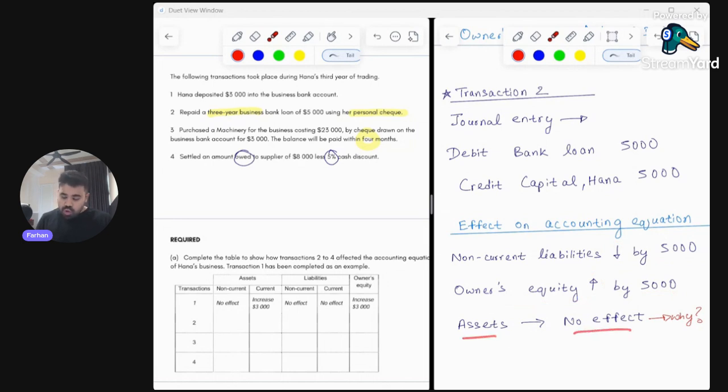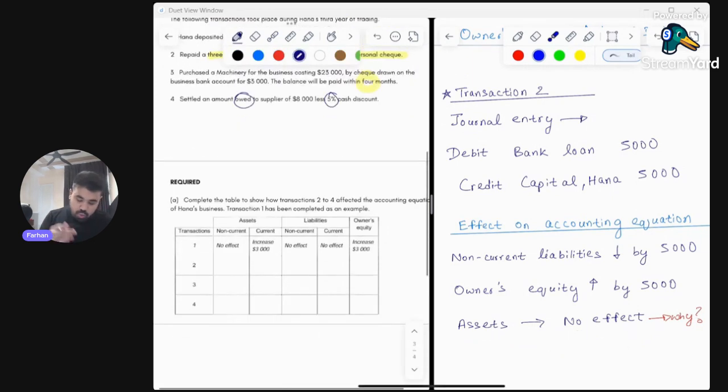Why? Because we know that assets equal capital plus liabilities. Now, if liabilities are decreasing by 5,000 when the capital is increasing by 5,000, then both of them cancel each other out, and therefore the net effect on assets is essentially zero. Okay? Now, how should we fill in this table?